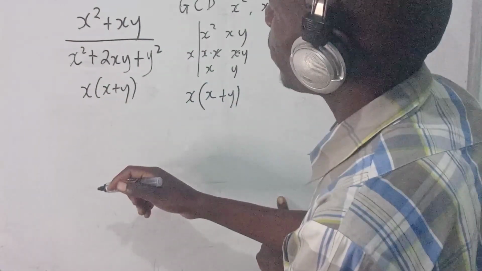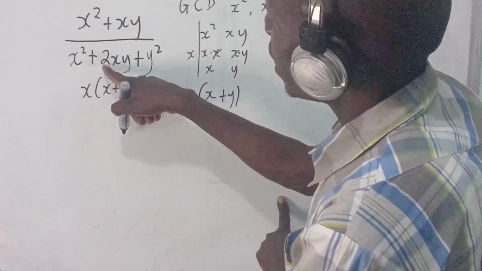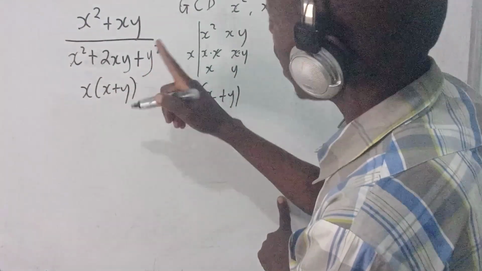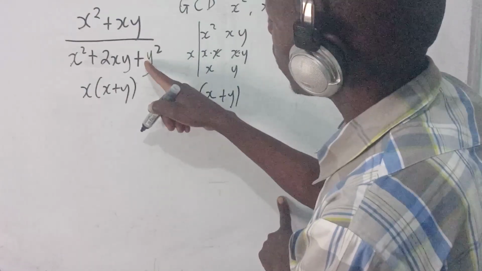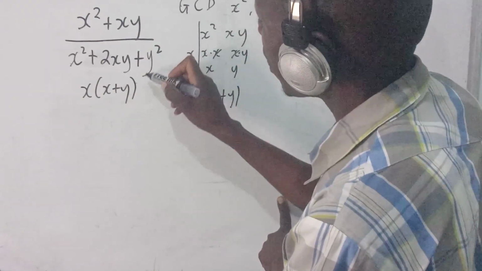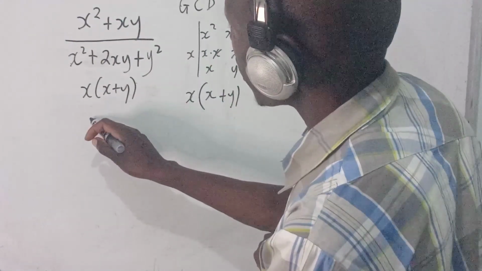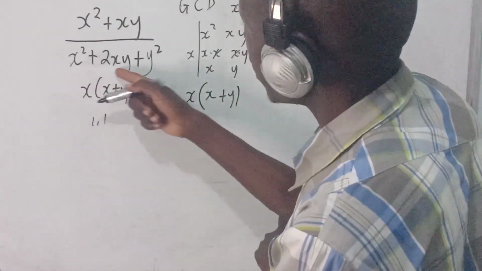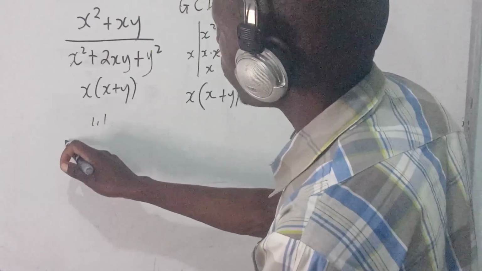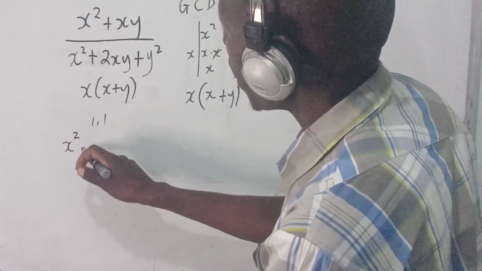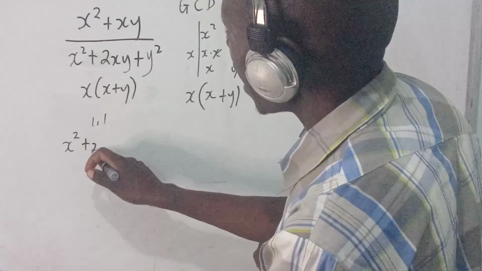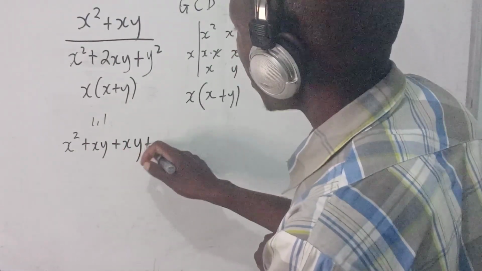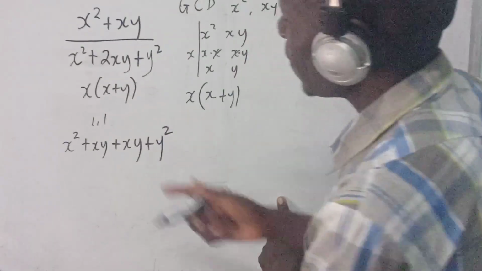Therefore, we shall use the factor method, whereby we look for two numbers that when you add, you get 2, and when you multiply, you get 1. The coefficient of this one is 1. So the two numbers are 1 and 1. So you write this again in expanded form, which is x squared plus xy plus xy plus y squared. Very simple.